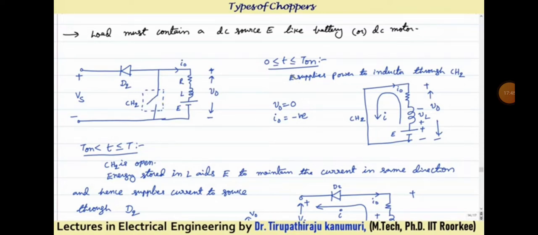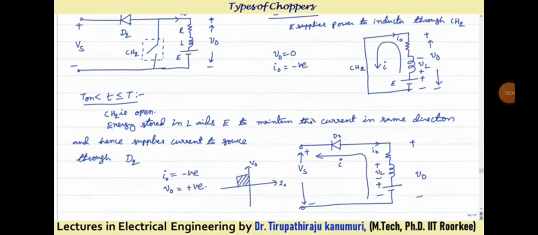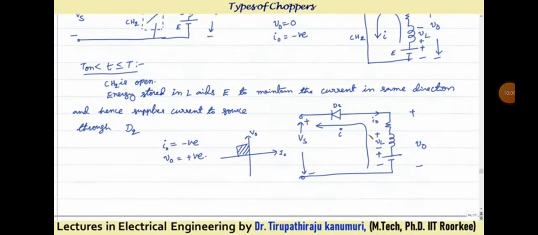Now from 0 to T on, what will be the output voltage? Because it is closed through this chopper switch, the voltage across this chopper is 0. So your output voltage is 0, and because the current is passing opposite to the reference direction of I0, we can tell I0 is negative. From T on to T, the current continues in the same direction, so I0 is opposite to the reference direction. That's why it is negative.